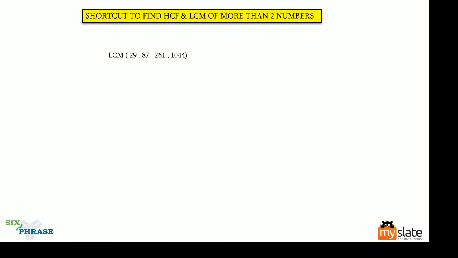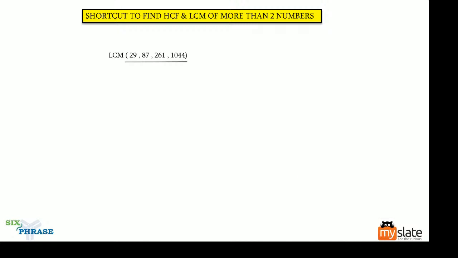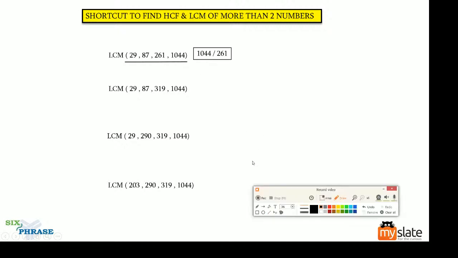Now in LCM, the approach is different. I'll tell you what the approach is. We've been given four numbers here. Now you have to find the LCM. The first thing that you do is, guys, you take the largest number. The largest number here is this one. So take the largest number and try to see if any of the small numbers can divide it.